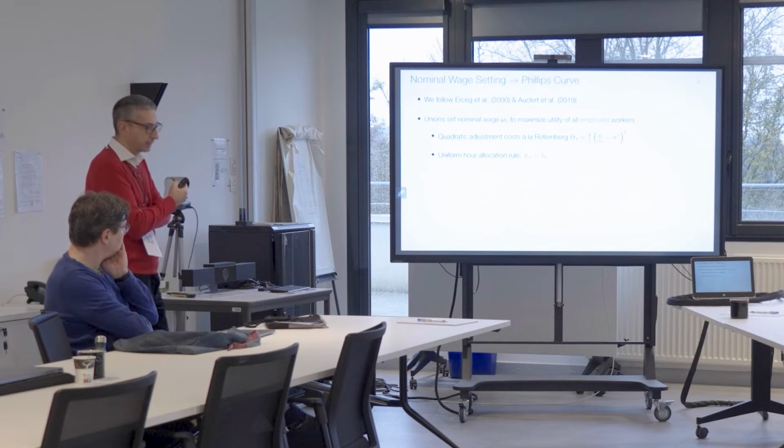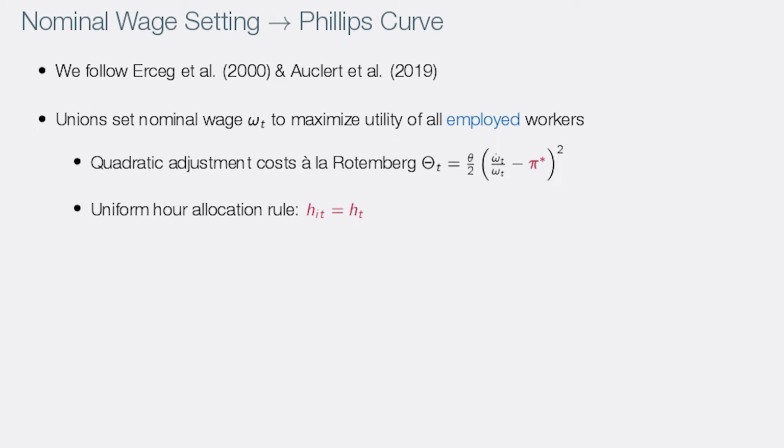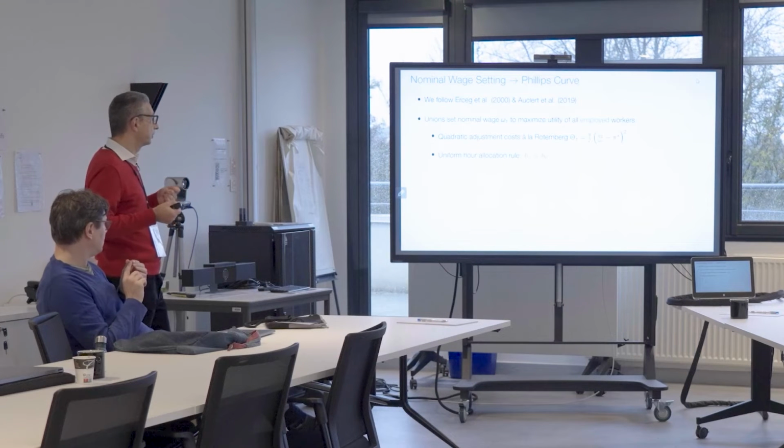So in terms of the nominal wage setting, we're following the standard way to do it in the New Keynesian model, which follows the Erceg et al. paper, adapted to a heterogeneous agent model by Auclert et al. Our adaptation is a little bit different because we have this participation margin, but essentially the idea of the model is exactly the same. So there is a monopoly union.